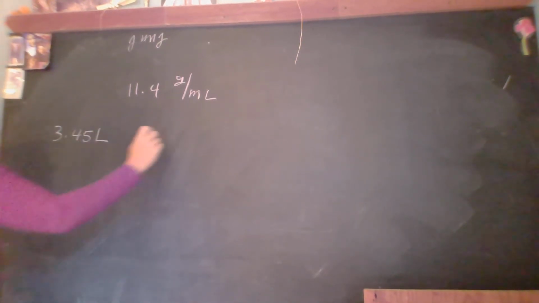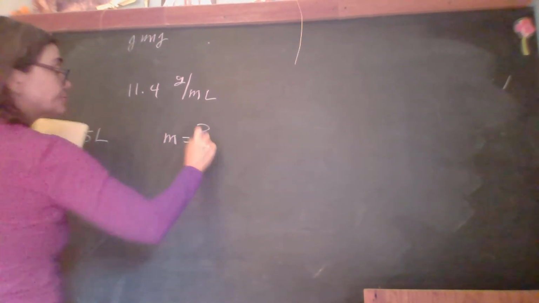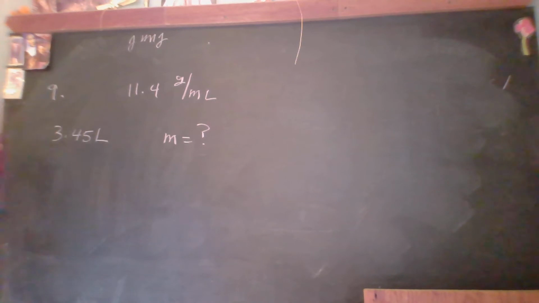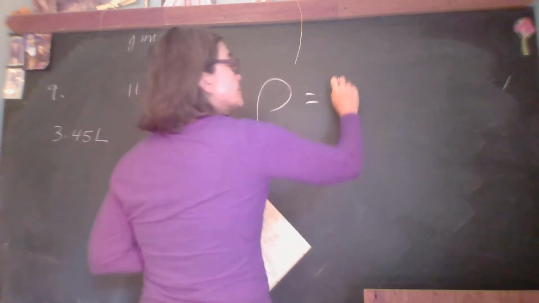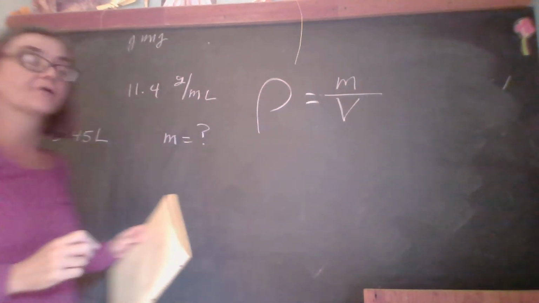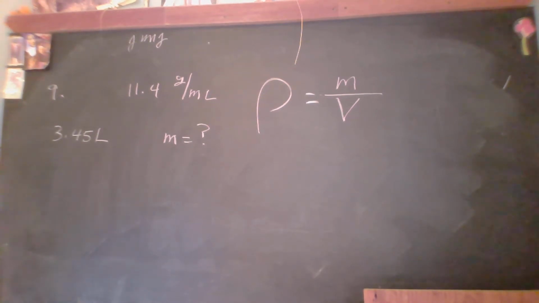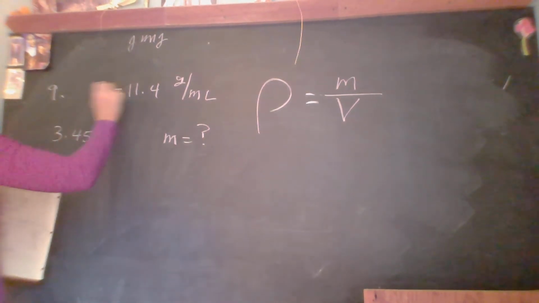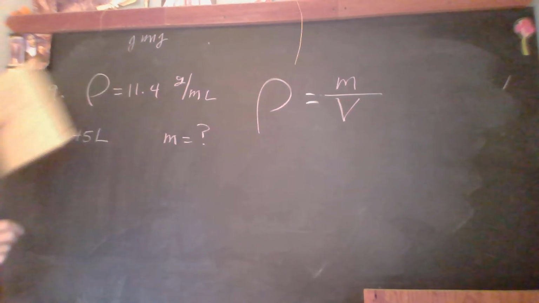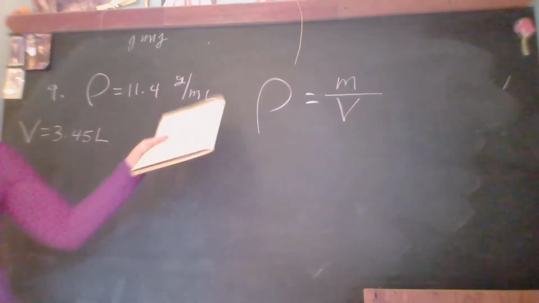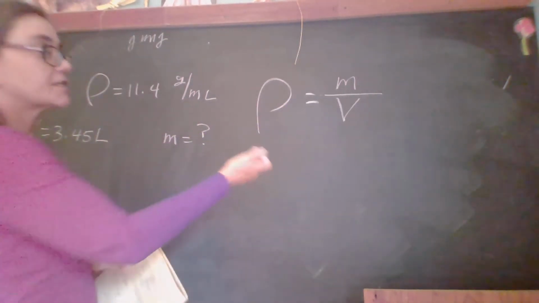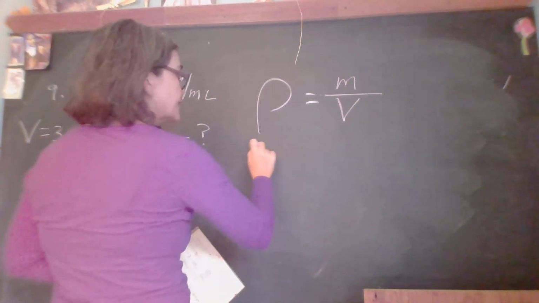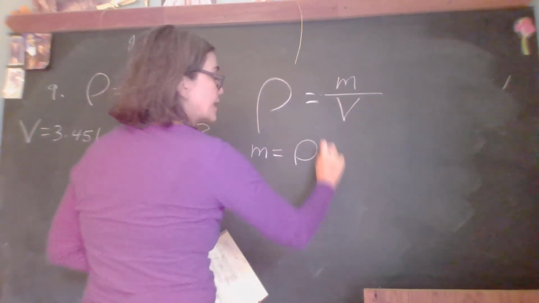So we start with density, rho, equals mass divided by volume. So what do we know? We know the density. We know the volume. Before we write down any numbers, we're going to convert that into mass equals, so that we can set up our equation for what we're looking for. We're looking for mass. So it's easy. We're going to multiply both sides by volume. So mass is equal to the density times the volume.